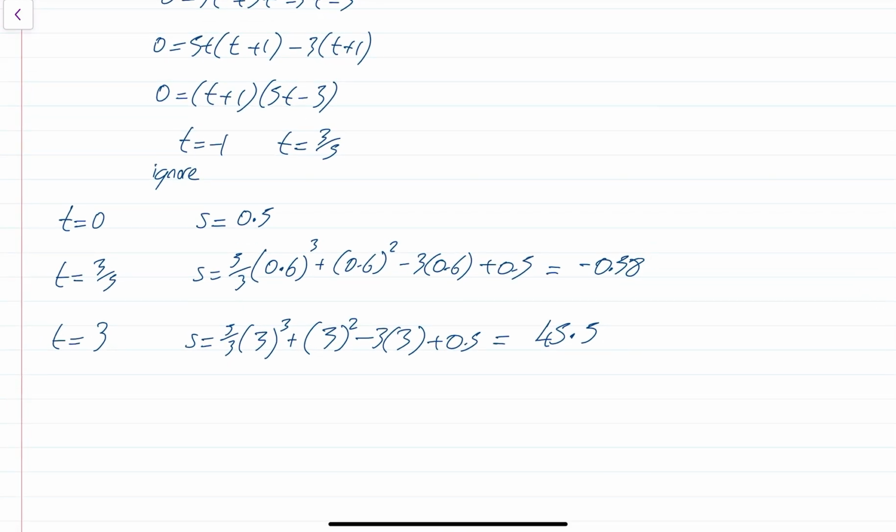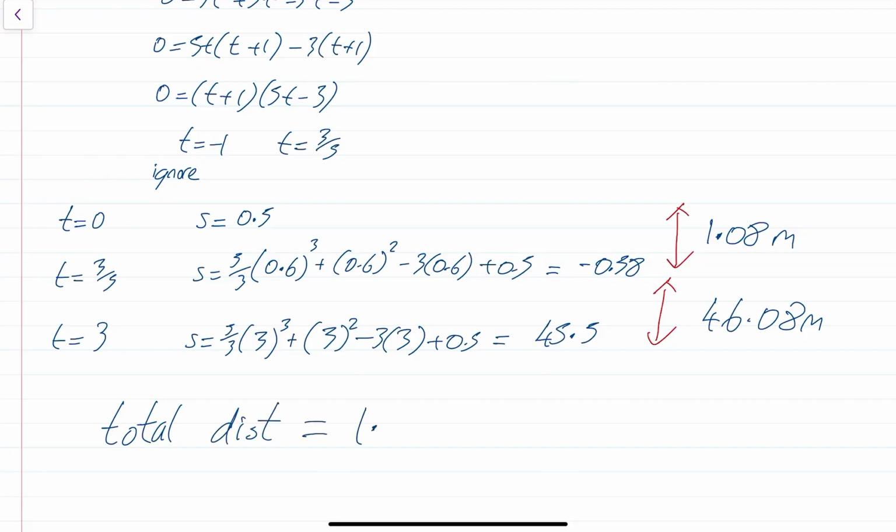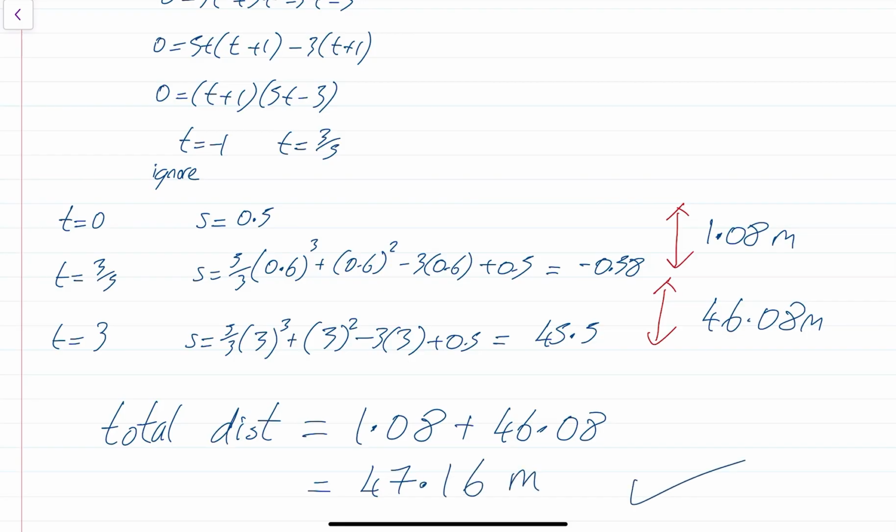Now what we need to do is find the distance between these two things and then add them all together. So from 0.5 down to minus 0.58 is 1.08 meters, and then from this one to this one is 45.5 minus minus 0.58, and what I got was 46.08 meters. Then our total distance is equal to 1.08 plus 46.08, and that is 47.16 meters.